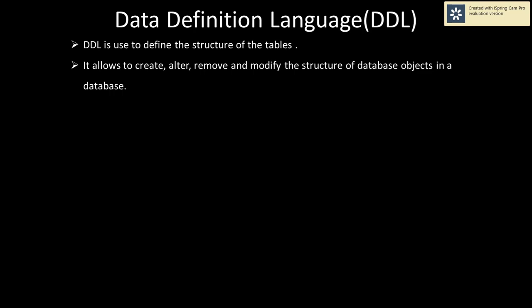We can alter. Alter means change. We can change the table information. Then remove. We can remove and modify the structure of database. We can modify the structure of database objects. Here object means table. So, we can change the structure, means we can change the columns by using DDL command.